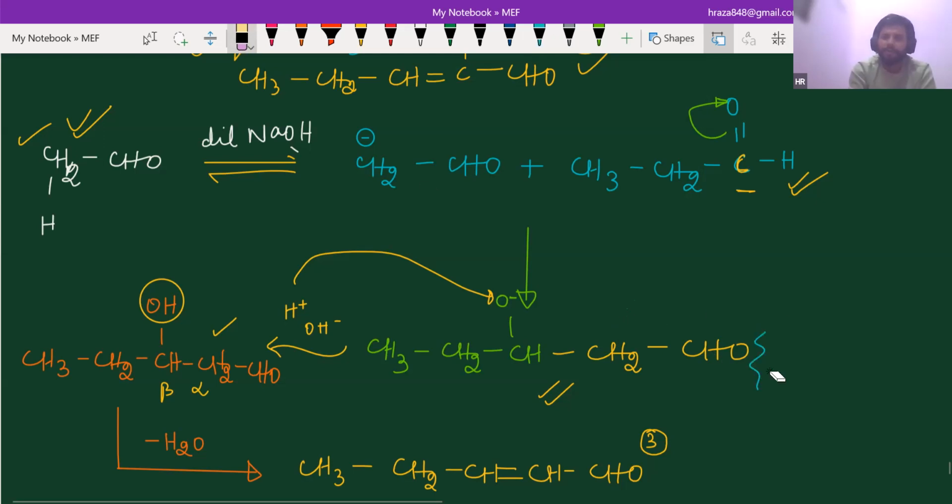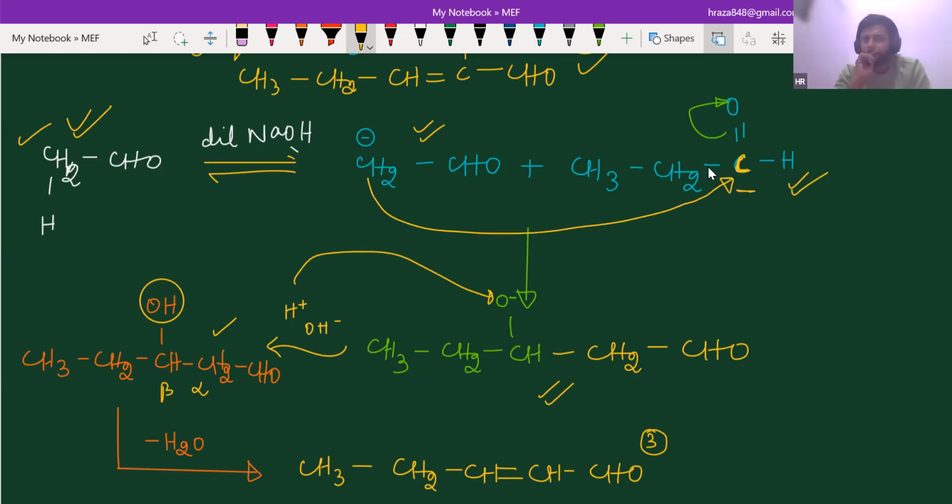So see, it's very simple. You made this the nucleophile and this the electrophile. So this will have a deficiency of electrons, so it will attack on this. Are you getting my point? Yes. Now see, I'm going to write this first. So CH3, after this CH2 is there, and then CH. On C there is O minus. Yes or no? Up to this part clear?